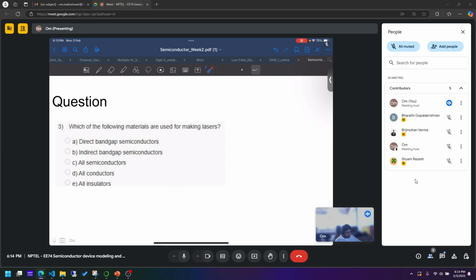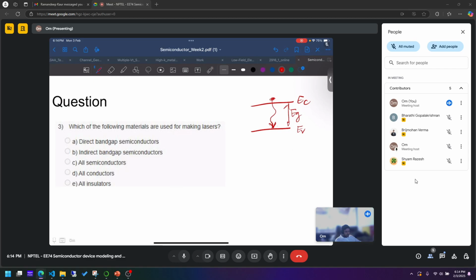The question is which of the following materials are used for making lasers? For lasers, we need, what is a laser? When we give some electrical impulse to the laser, it generates photons, right? Basically, let's say this is the valence band and conduction band. If some electron is there in the conduction band, when it comes back to the valence band, it will lose some energy, right? Equal to the band gap, right?